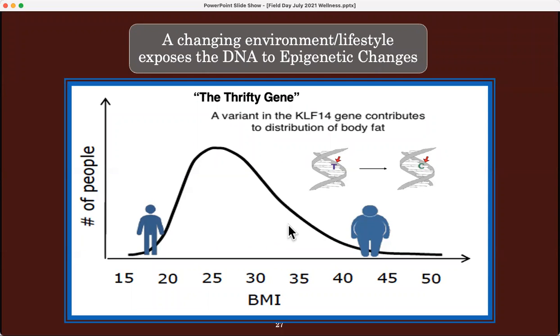So this changing environment, with these lifestyle changes for the good or for the better, exposes the genetics, exposes the DNA, these sites on the DNA. This is an example of people that have the thrifty gene. So when their BMI goes up, exposure at those alleles on the DNA increases the risk for obesity, and they become more thrifty in terms of being able to hold on to every single calorie that they ingest.